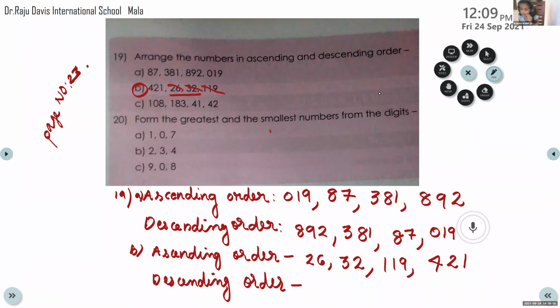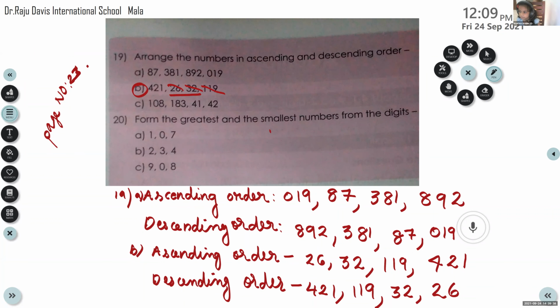420. 421. Okay. After that, 19. Just reverse. We have to write. Just reverse. Okay. 119. Then 32. One more is there. 26. Yes. Correct answer, my dear. Thank you, ma'am. Now, welcome, dear.